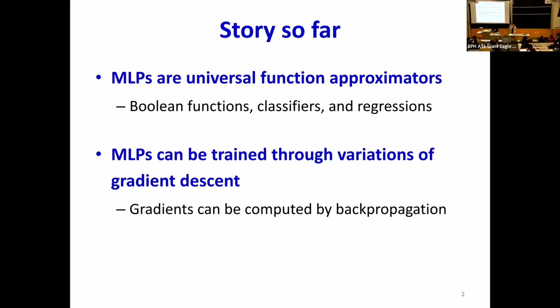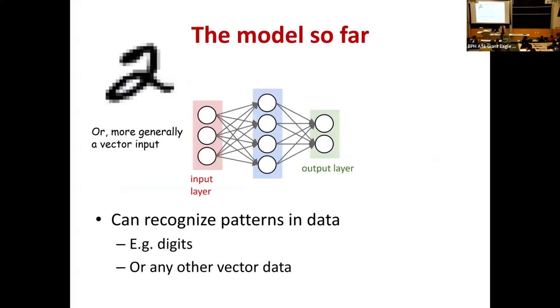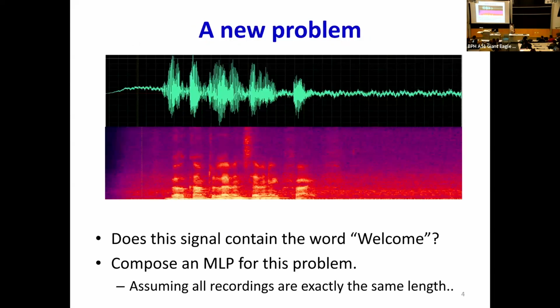What we've seen so far is that MLPs are universal approximators. They can model any kind of function, be it Boolean, a classification problem, or a regression problem. They can be trained through variants of gradient descent. In the models we have seen so far, we have generally had an MLP of this kind, which can recognize patterns in data like digits or pretty much any other vector data. But here's a new problem. You have a recording of a signal, which you may have represented as a sequence of spectral vectors. And now the question is, does this recording contain the word welcome?